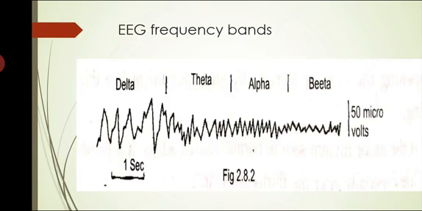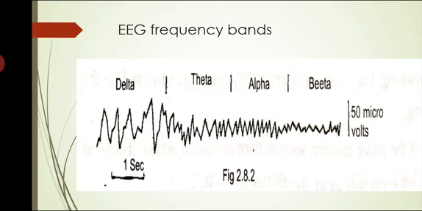These are the different frequency bands: delta, theta, alpha and beta. Beta we get during the alert condition. The frequency is above 30 Hz. Alpha is during the drowsy sleep, with frequency from 8 to 13 Hz. Theta is during the light sleep, so frequency is 3 to 8 Hz. And delta has frequency 0 to 3 Hz.